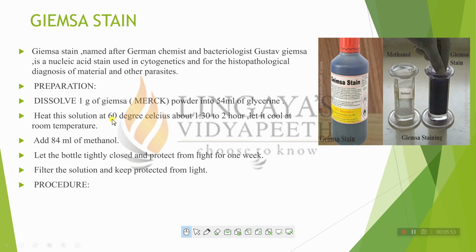Now talking about the next type of reagent, which is Giemsa stain. So Giemsa stain is named after German chemist and bacteriologist Gustav Giemsa. Alright, so what is Giemsa stain? Giemsa stain is a nucleic acid stain which is used in the cytogenetics and histopathological diagnosis of material and for the diagnosis of other parasites also.